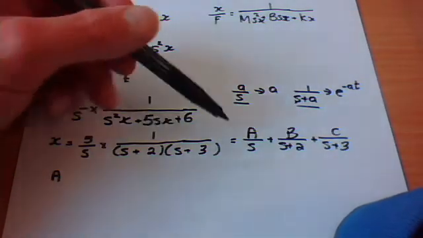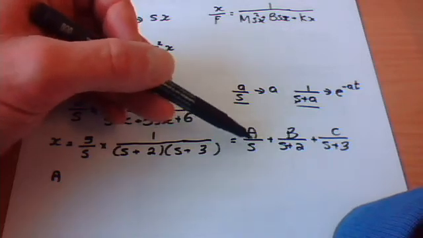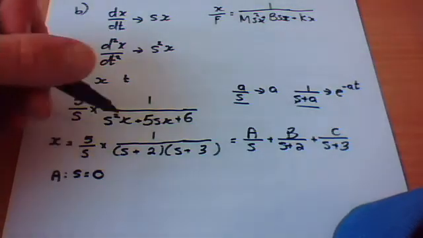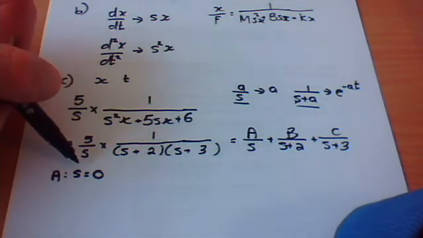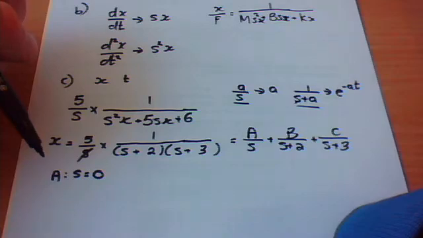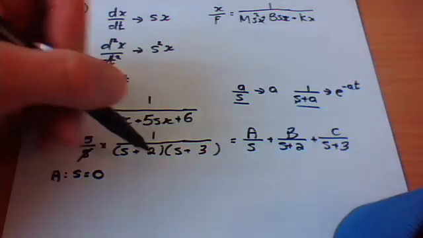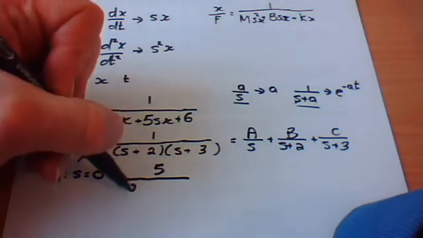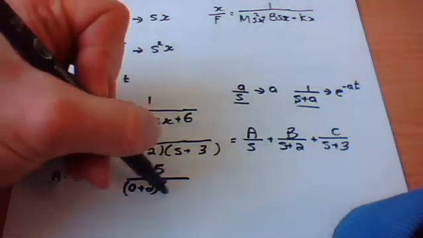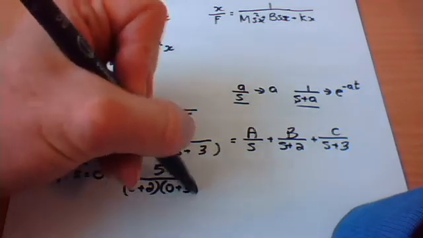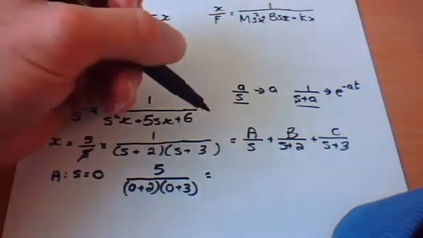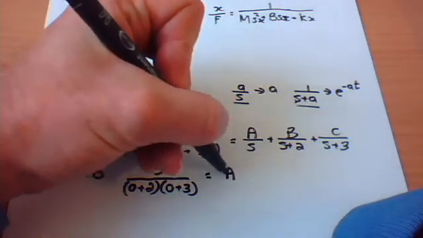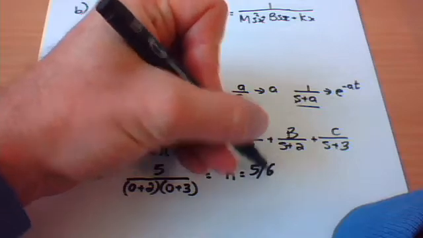So if we have to just find the value of a, basically we'll let s equal 0 here. So what we can do is, just going back to this equation, we can knock out that, so we're covering up that value, and we have 5 over 0 plus 2 and 0 plus 3. Okay, back into here. So that gives us a value of 5 over 6. So a is equal to 5 over 6.